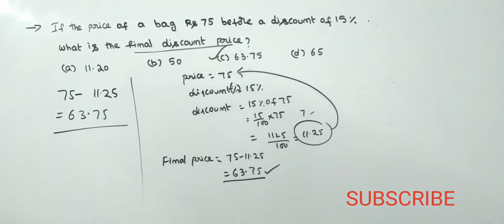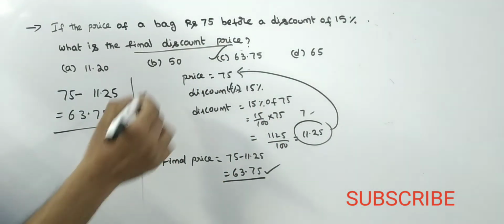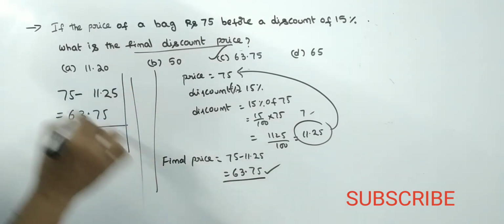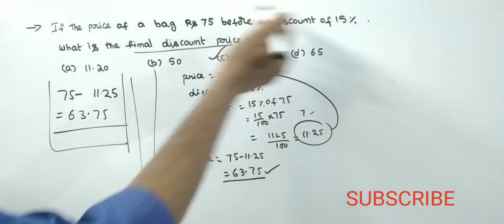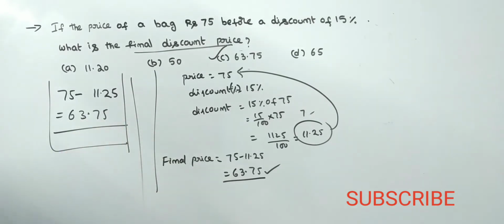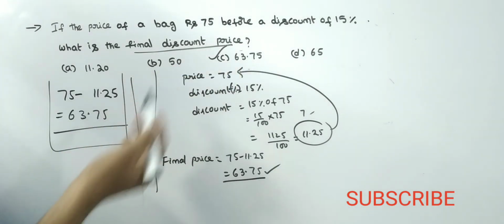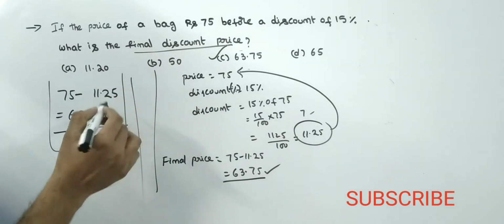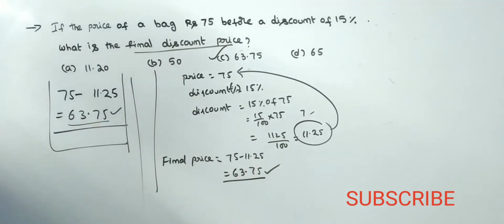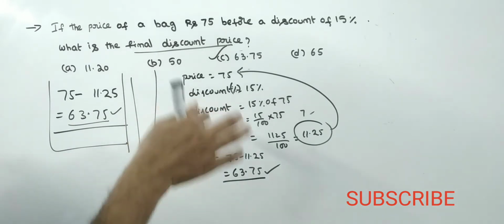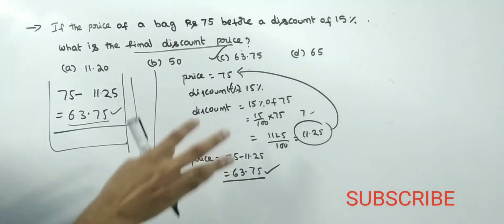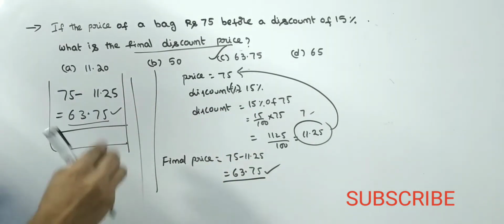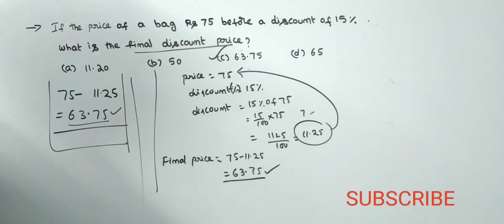But we should know the procedure, friends. In these cases, this is lengthy only. This is the easy way in competitive exams. Straight away, 15% of 75 is 11.25. Then final discount price is actual price minus the discounted price. So 63.75 is the answer. This is easy, but we should know the procedure also. If you know the procedure as well as shortcuts, it is very easy to get the answer.